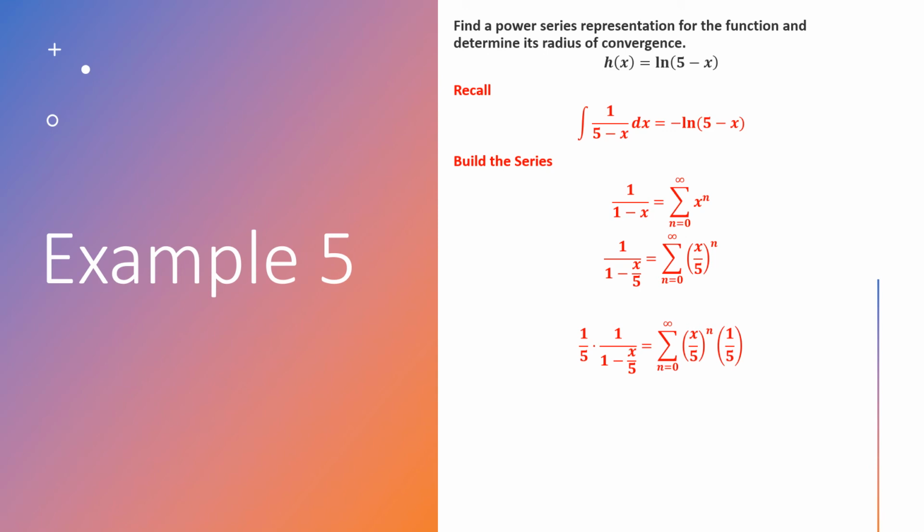Then I multiply it by 1/5 to account for the 5 that I factored out of my denominator. So I have the sum as n goes from 0 to infinity of x over 5 to the n times 1/5. Then I rewrite that so that each base has its own exponent. So I know that 1 over 5 minus x is simply the sum as n goes from 0 to infinity of x to the n over 5 to the n plus 1. Now remember, we need to integrate this in order to change it to an ln function. So we integrate 1 over 5 minus x dx. When we integrate, you add 1 to your exponent and divide by your new exponent. So we have the sum as n goes from 0 to infinity of x to the n plus 1 over n plus 1 times 5 to the n plus 1, plus some constant c.